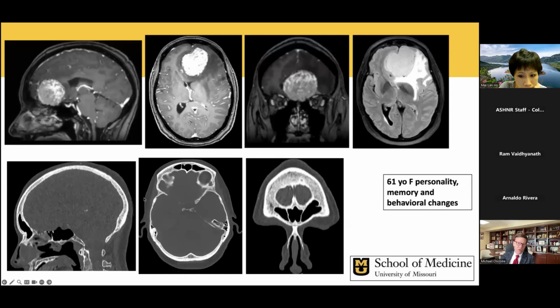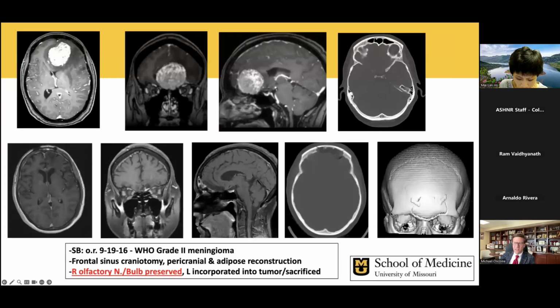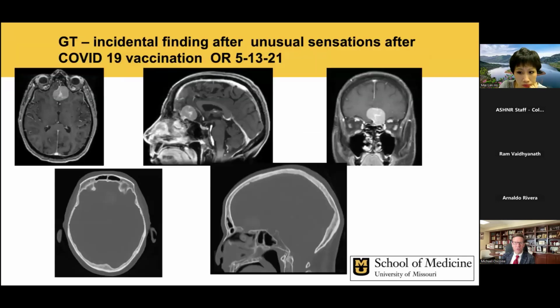So, over and over again, I emphasize with our trainees, don't just look at the MRI, but look at the CT as well. Look at the pneumatization of the sinuses and other skull base structures. In a case like this, we're able to make a small craniotomy through the frontal sinus and remove that tumor. You see the pre-op here and the post-op here, and we were able to preserve at least one of the olfactory nerves, which does have some benefit for quality of life.